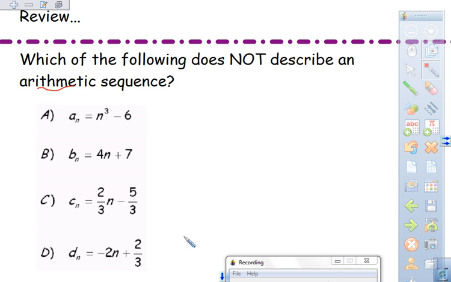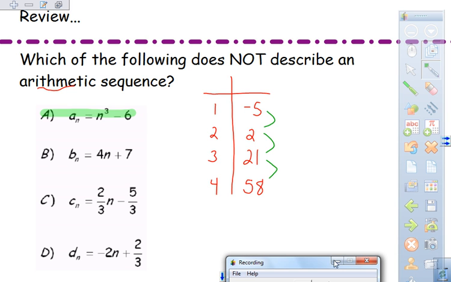So which one of these is not like the other? Yes, you guessed it, part A. We are cubing it, and that is not going to give us an arithmetic sequence. So if I were to make a table of this function in green, if I plug in 1 and cube it, subtract 6. Plug in 2, cube it, subtract 6. I'm getting this list of numbers, and notice there is not a common difference that would fit this sequence. So therefore it is not arithmetic.